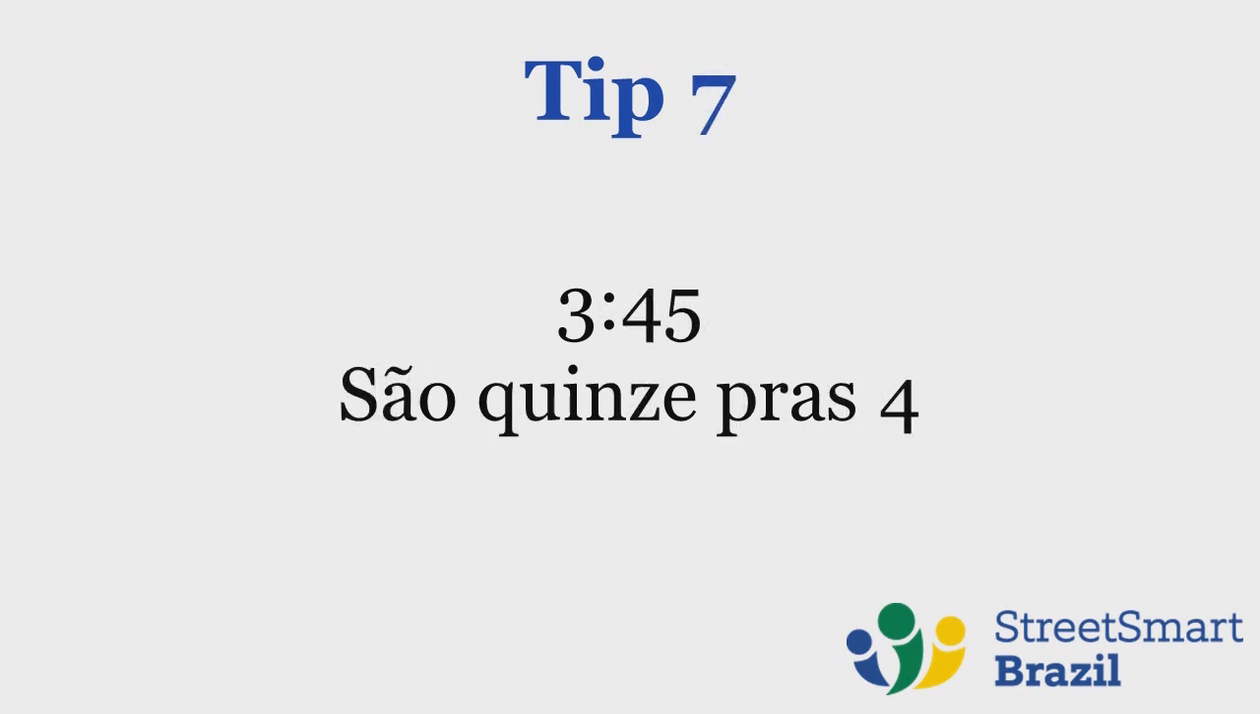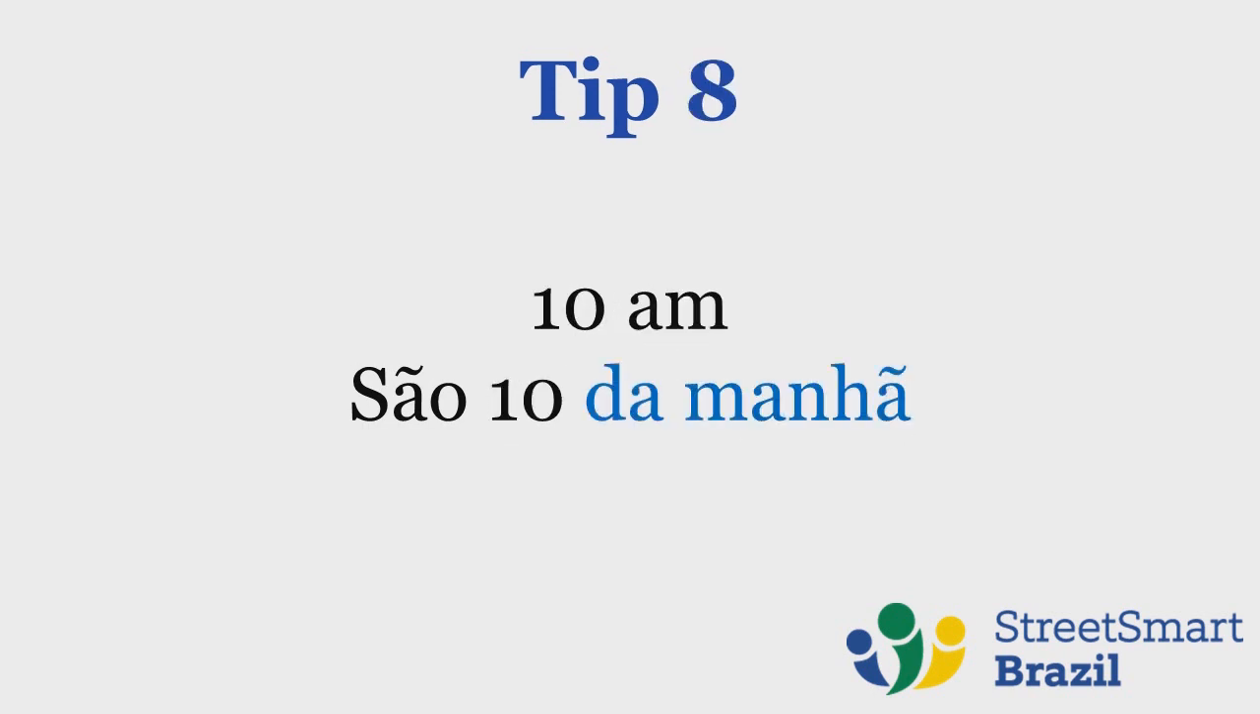Tip number 7. If you want to say it's a quarter past 4, we don't use the word quarter to say the time in Brazil. We say it's 4:15. Here's the example. São 4:15. To say the AM times, da manhã. So 10 a.m., são 10 da manhã.